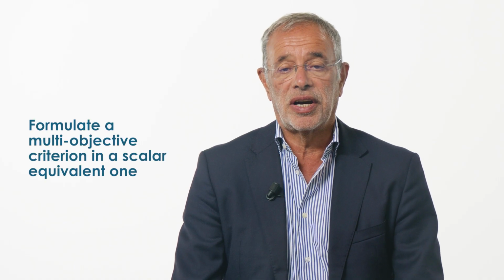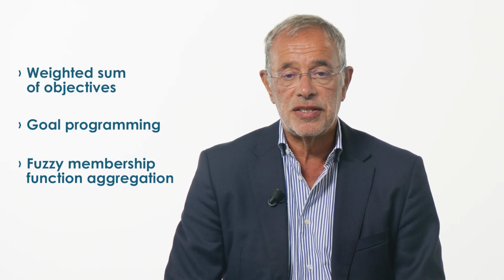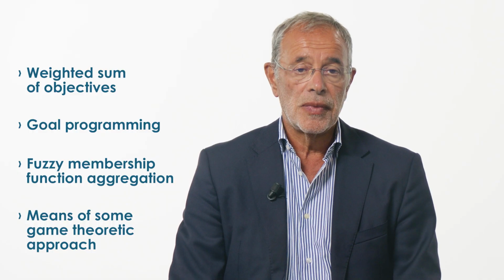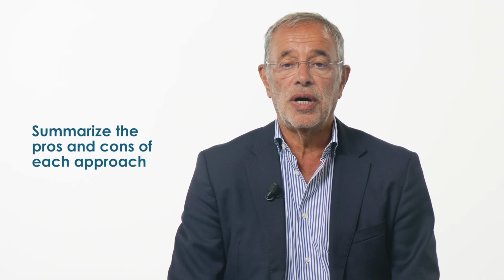So for what concerns the context of this video, we will try to understand how to formulate a multi-objective criterion in a scalar equivalent one, where multiple objectives are in some way combined into one equivalent value. Then we will introduce some of the ways that we can do this: by weighted sum of objectives, goal programming, fuzzy membership function aggregation, and by means of some game theoretic approach. We will end this video trying to summarize the pros and cons of each approach to understand how we can use these approaches. So let's start from the weighted sum of objectives.